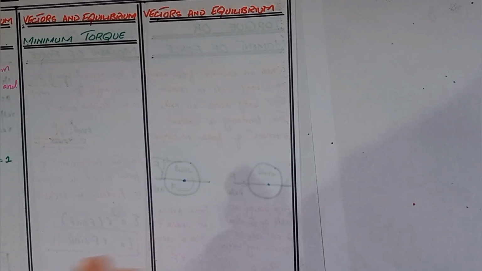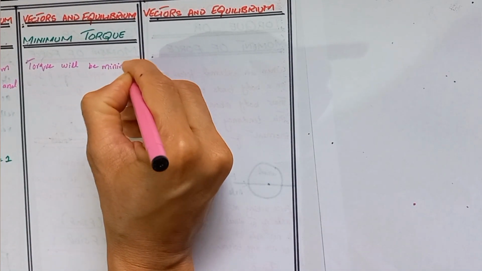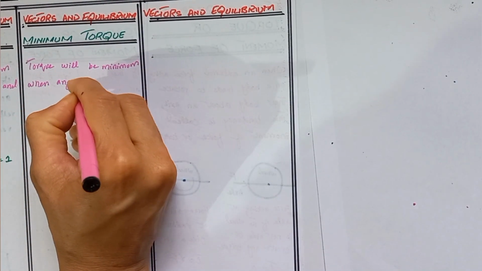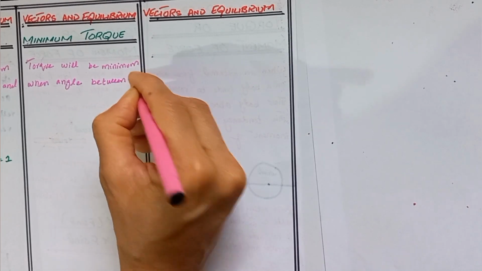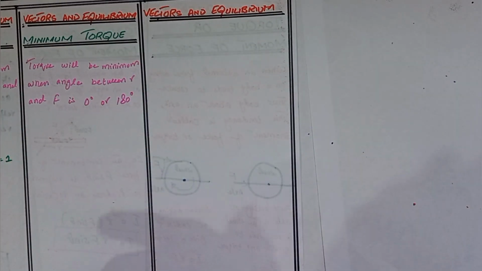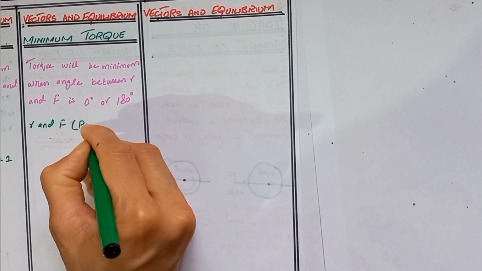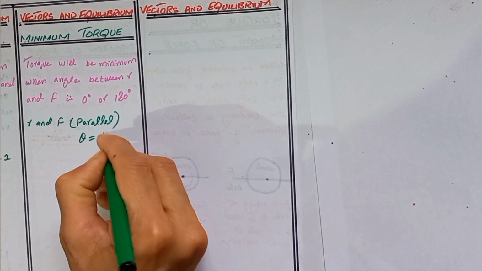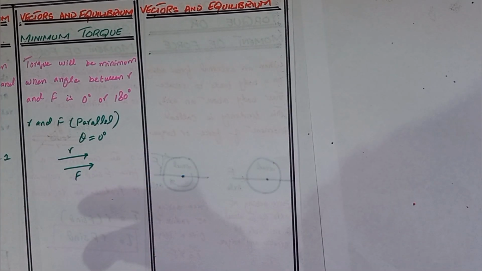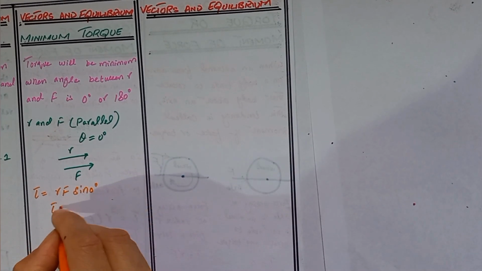Now we discuss the minimum torque. Torque will be minimum when the angle between r and F is 0 degree or 180 degree. It is only possible when r and F are parallel, so the angle is 0 degree. Here we discuss the position vector r and force F. If these are parallel, then the angle is 0 degree. So torque is equal to r F sin 0 degree, that is equal to 0.